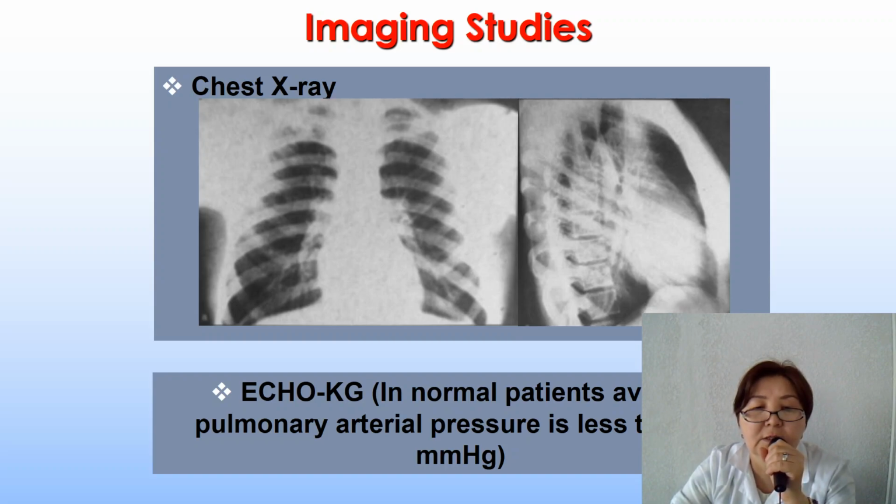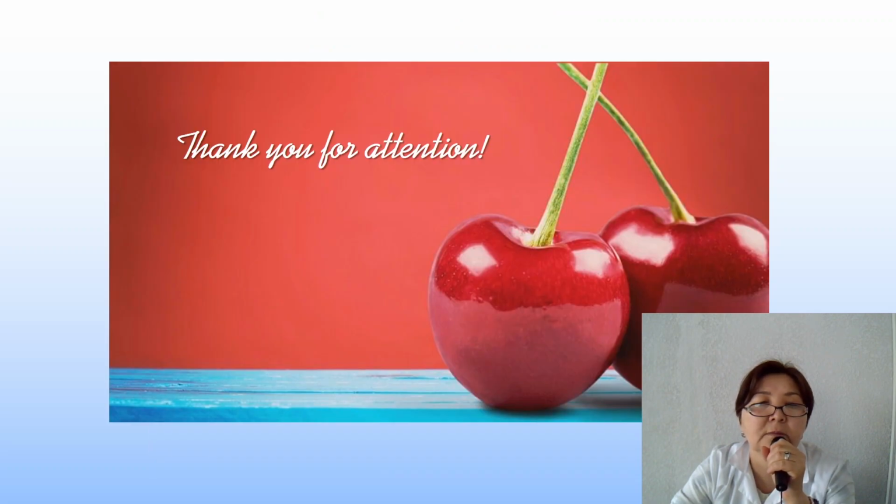In normal patients, average pulmonary arterial pressure is less than 24 millimeters. Thank you for attention.